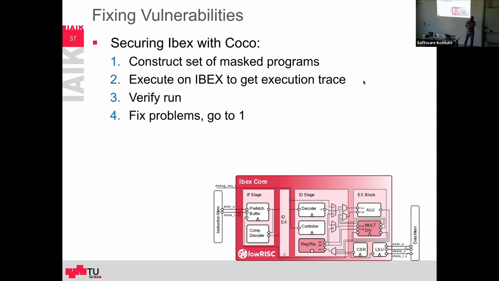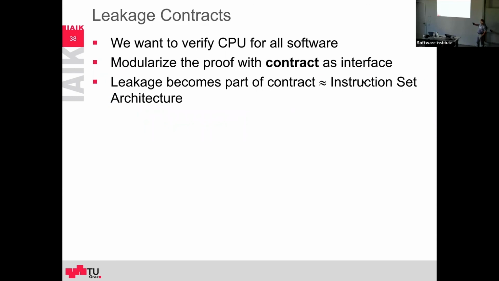I'll try to sort of skip over the next part. So this is not quite satisfactory because I'm proving correctness of concrete software. And of course, I want to prove correctness for software in general. What you really want is a contract, right? So if you buy a processor now, you will get a big book with the instruction set architecture that says what an addition exactly means. As part of this instruction set architecture, you should also state the leakage. Then you can verify your software against this contract.